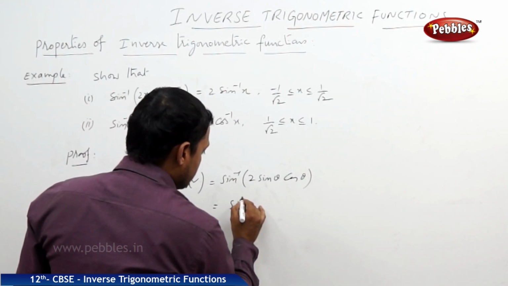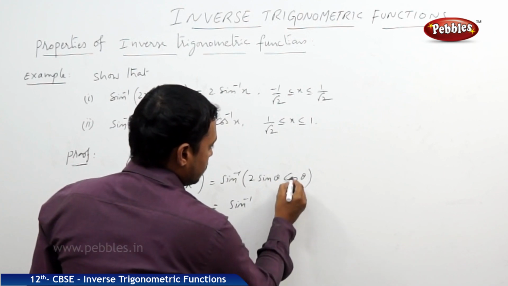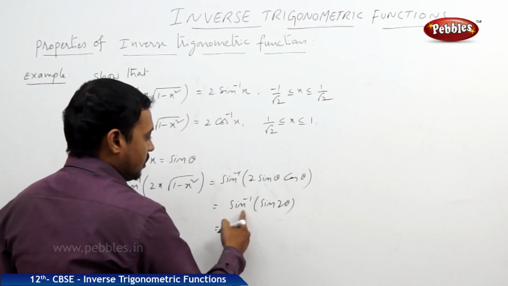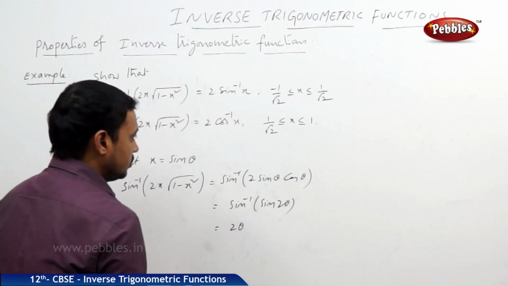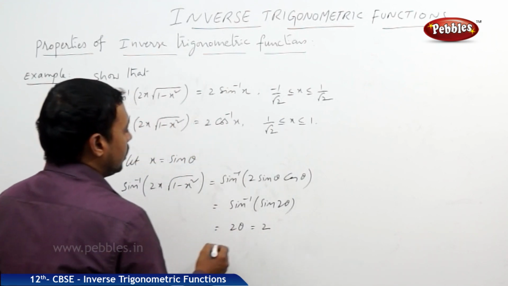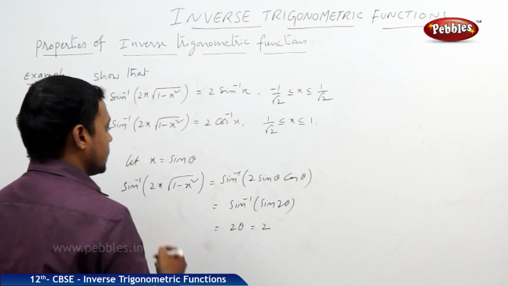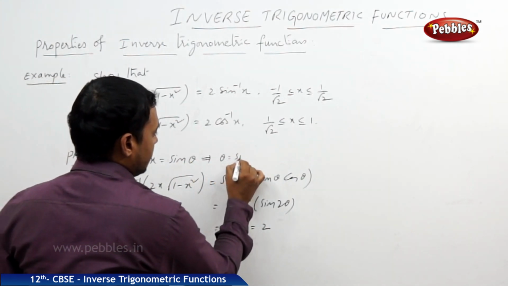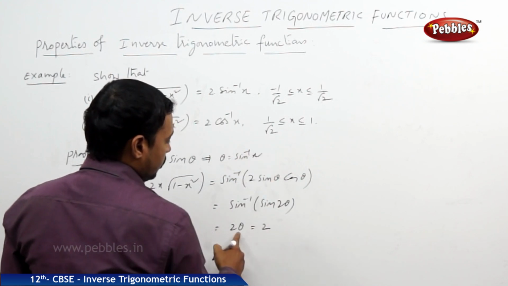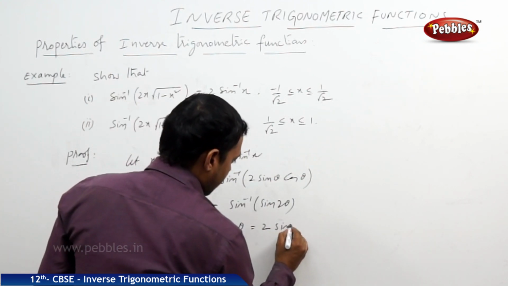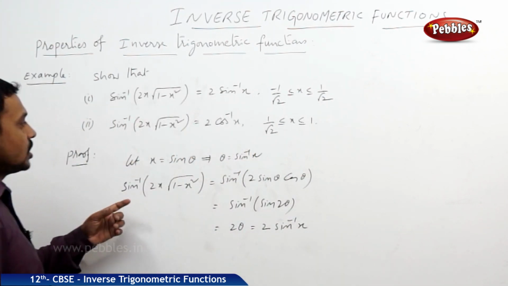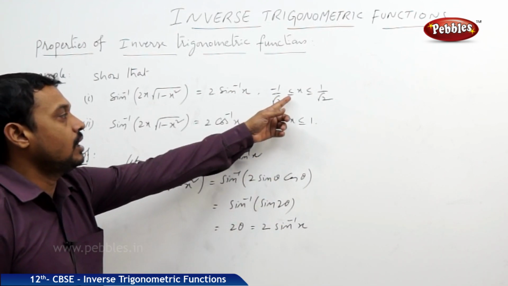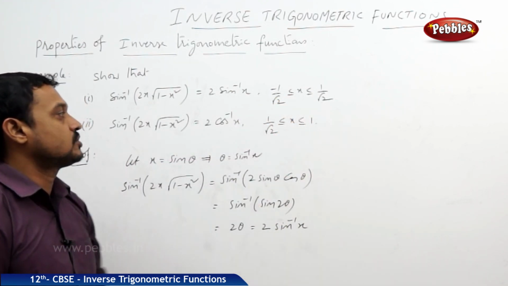Therefore, this is sin inverse of 2 sin θ cos θ, which is sin 2θ. Now, sin inverse of sin 2θ is equal to 2θ. That is 2 into, what is θ? Since x is equal to sin θ, θ is equal to sin inverse x. So finally, sin inverse of 2x root of (1 minus x²) is equal to 2 sin inverse x for all x belonging to minus 1 by root 2 to plus 1 by root 2.